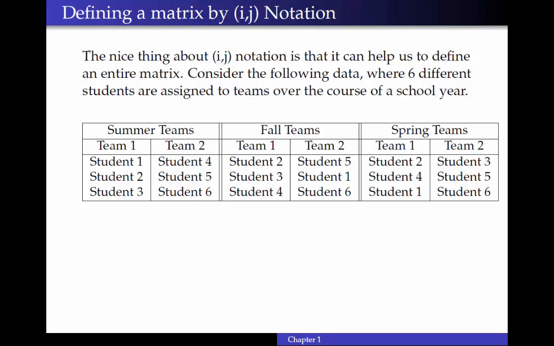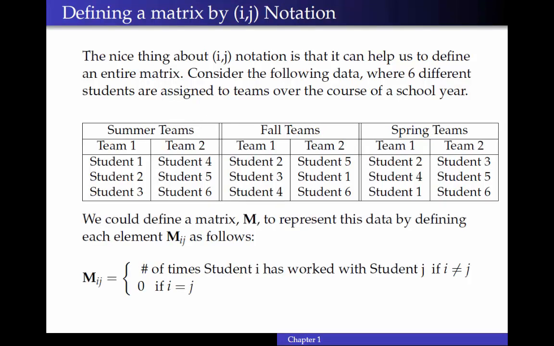So the nice thing about IJ notation is that it can help us define an entire matrix. Consider this data here where we have 6 different students and they're assigned to teams over the course of a school year. So there's 2 teams in each of the terms, summer, fall, and spring.